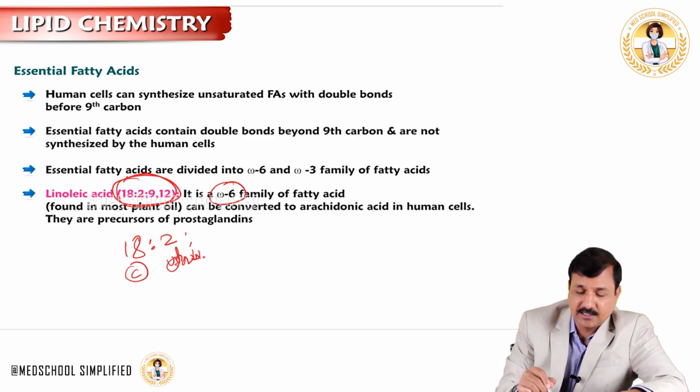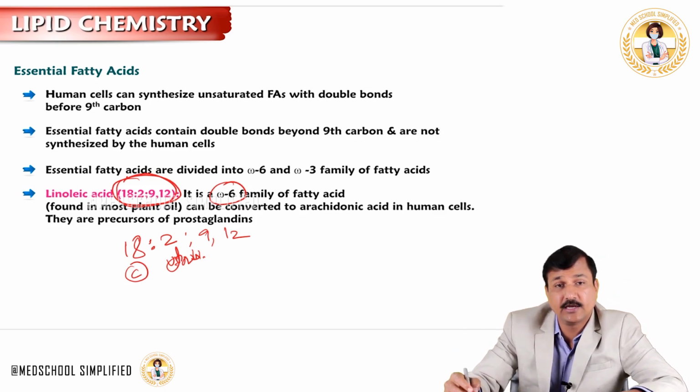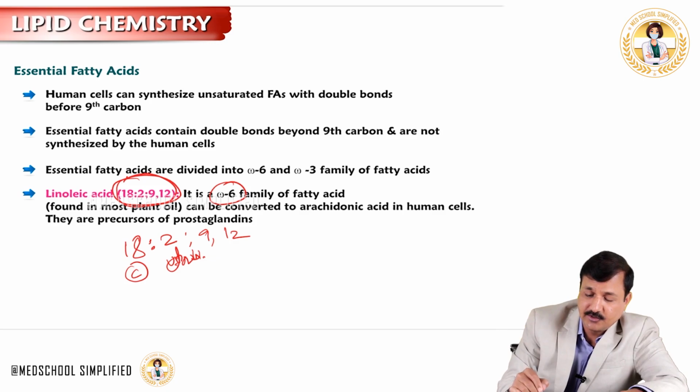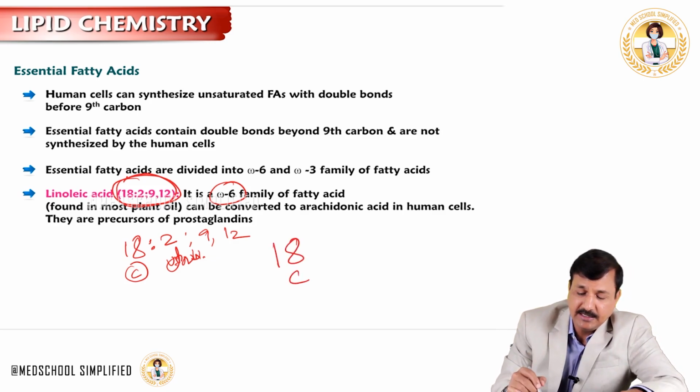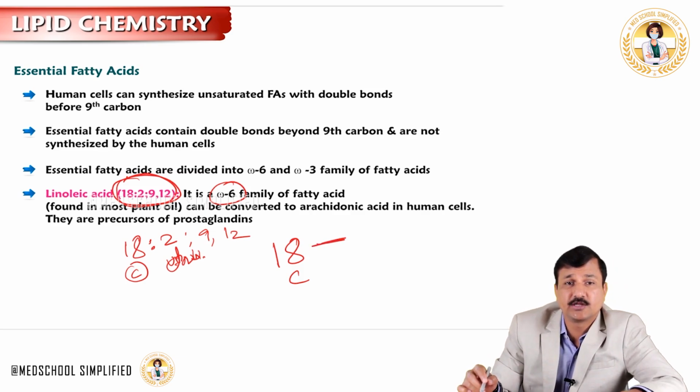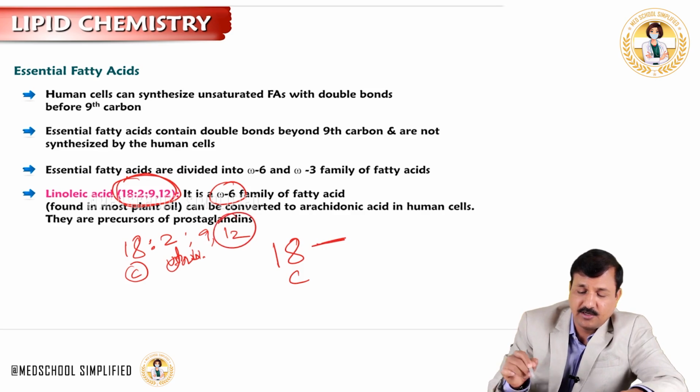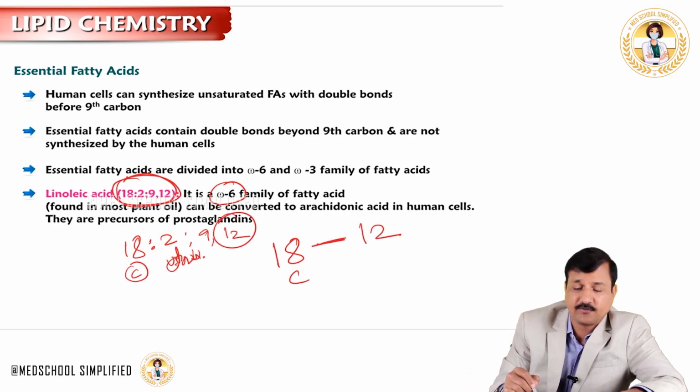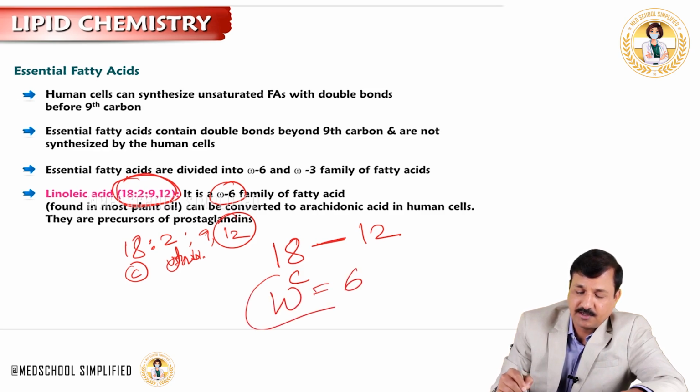And where exactly is the double bond? One is at 9th carbon, other is at 12th carbon. So how do you classify this linoleic acid into omega 6? All you need to do is take the total number of carbons, that number 18, and look at where the last double bond is in the numbering system. The last double bond is at 12th carbon. So subtract that 12 from the total number of carbons. 18 minus 12 is 6. So it is an omega 6 family of fatty acids.